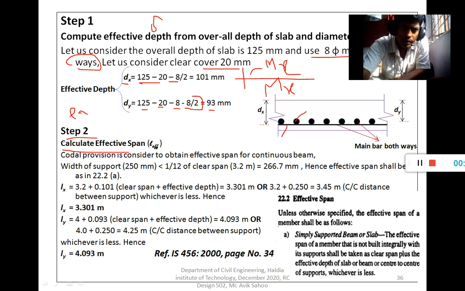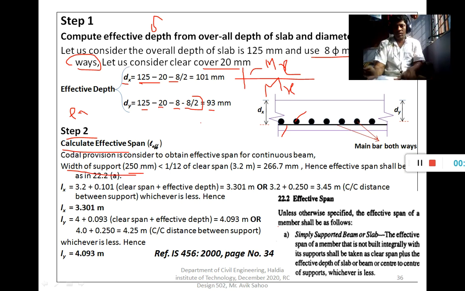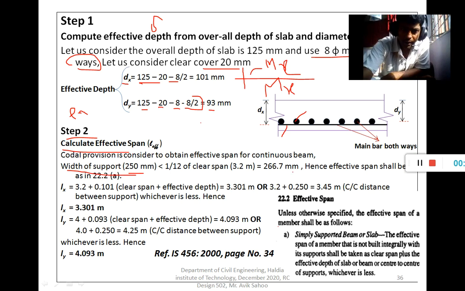So we need to find out the effective span using the codal provision. As the code says, because this is a continuous slab, we look at the width of support. The support width is given as 250 mm, which is less than 1/12 of the clear span.